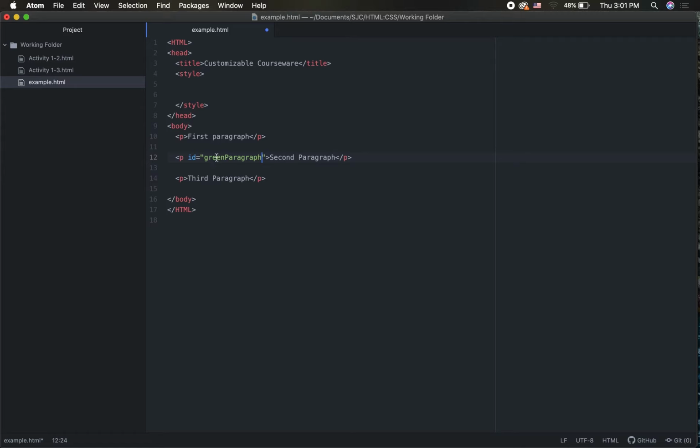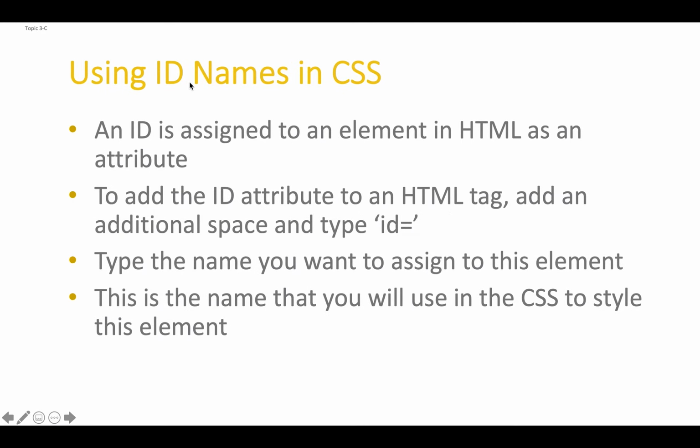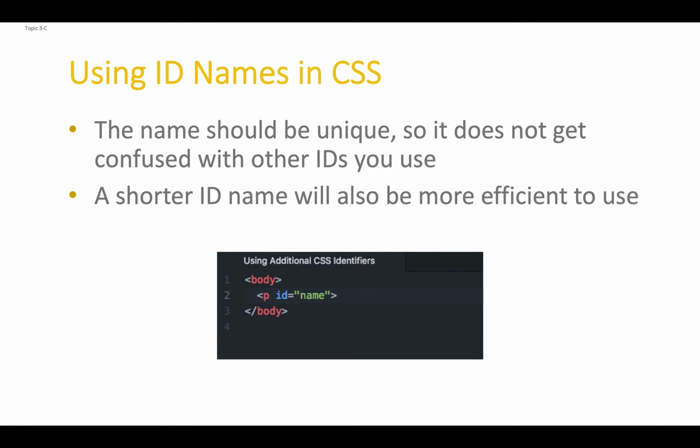And notice my notation here, lowercase on the first word and uppercase on the second word. Okay. It does matter how you type that. So this ID here identifies this paragraph as a special paragraph. And then in your CSS, if you want that paragraph to look different than the others, you're going to go up here to the style tag and call that particular ID. It should be a unique name so it doesn't get confused with other IDs. And a shorter ID name will be more efficient to use.